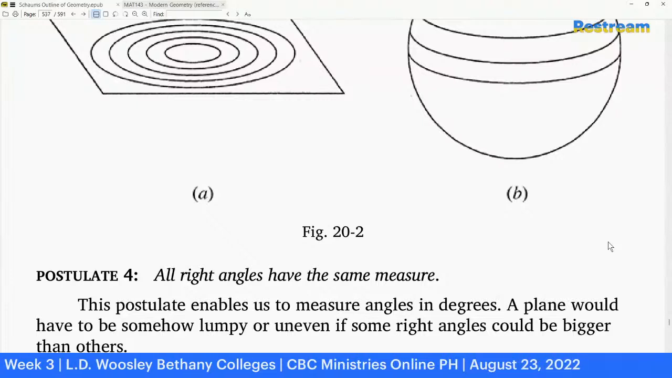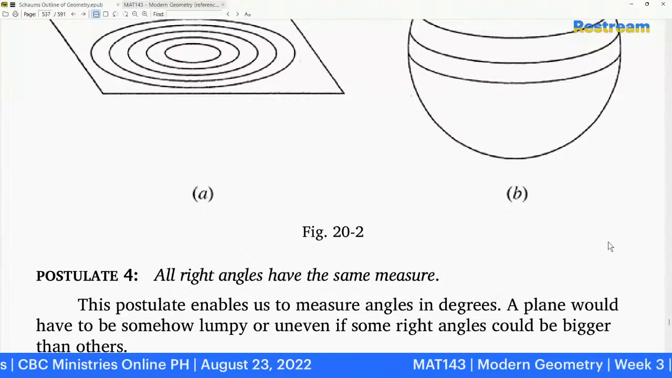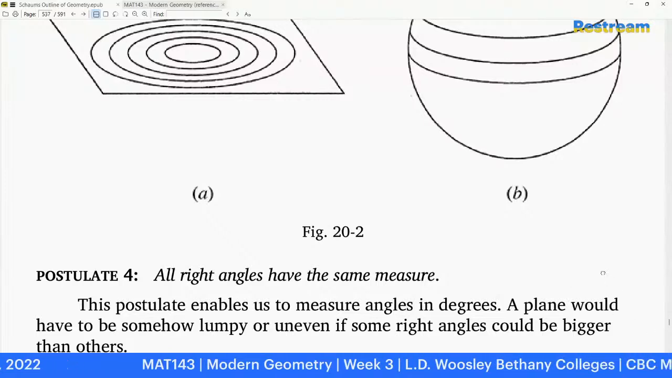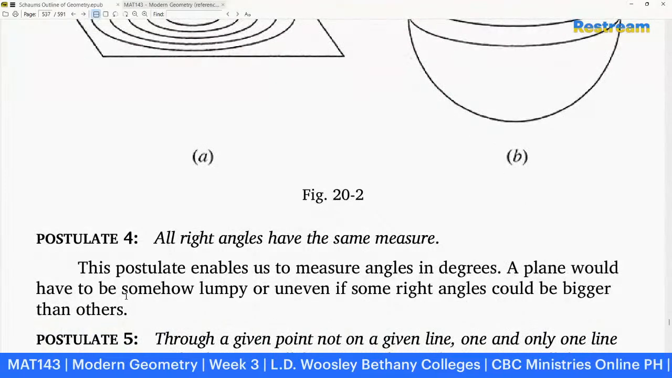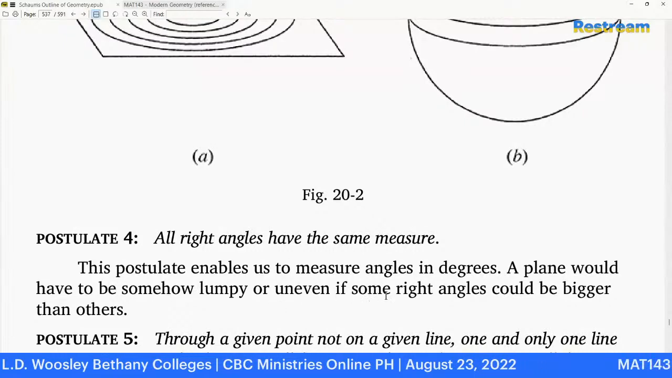Postulate number 4: all right angles are of the same measure. This postulate enables us to measure angles in degrees. A plane would have to be somehow lumpy or uneven if some right angles could be bigger than others.